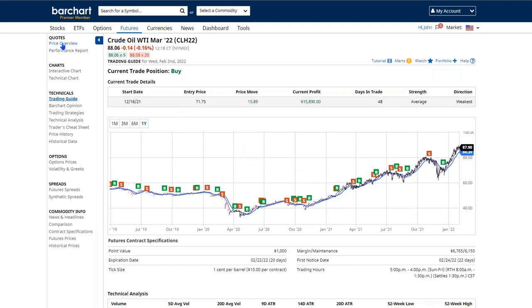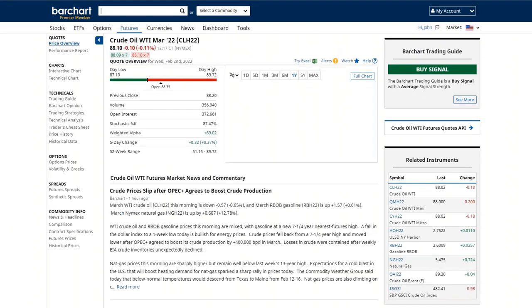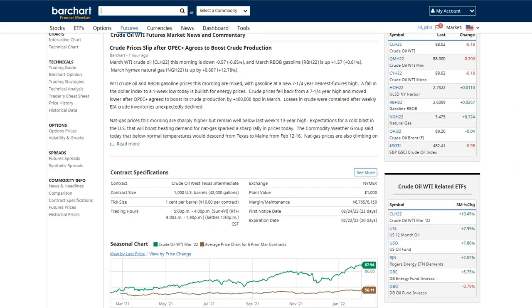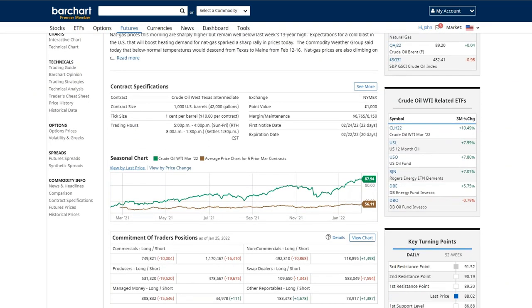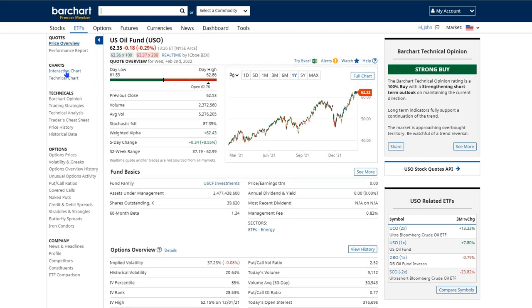I'm going to go up into the crude oil price overview page. And I'm going to drag this down. And I want you to notice over here, we have what is called the related ETFs. And so what we can do here is we can use the futures trading guide to give us guidance on executing trades in ETFs. That way I can avoid trading futures markets. So the one that most of you might be familiar with would be the USO, the U.S. Oil Fund, which represents the ETF.